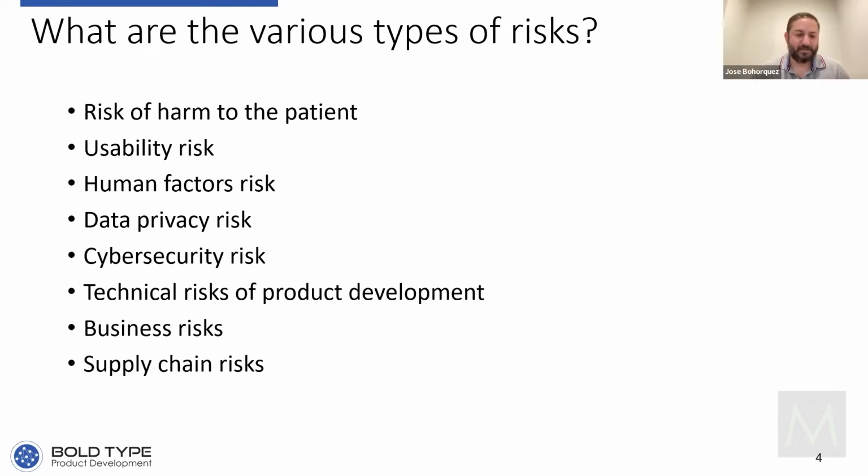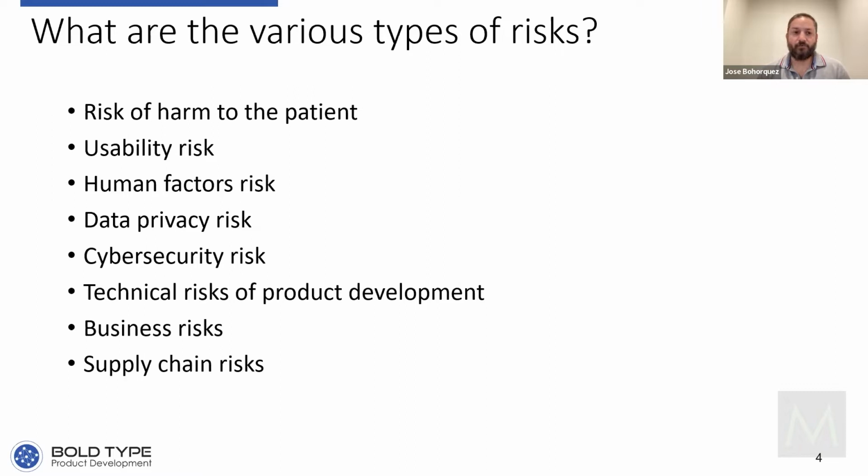Yeah, I was going to jump in, because those top ones are very much what FDA will care about, right? FDA doesn't care very much about your business risks or your supply chain risks. They care about whether you're going to harm a patient or a clinician or even the environment. But you as a company do care about business risks and supply chain risks, right?